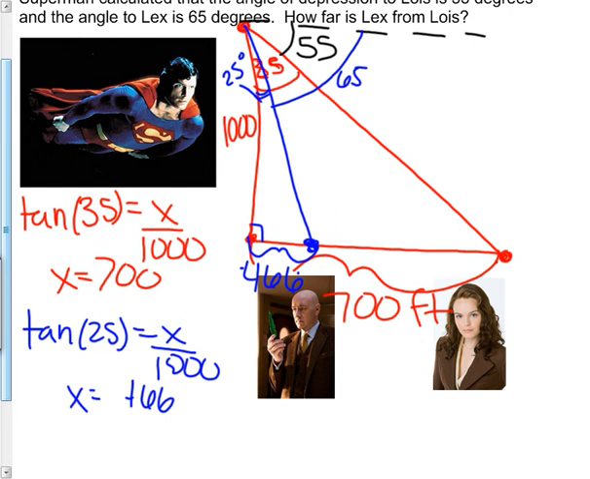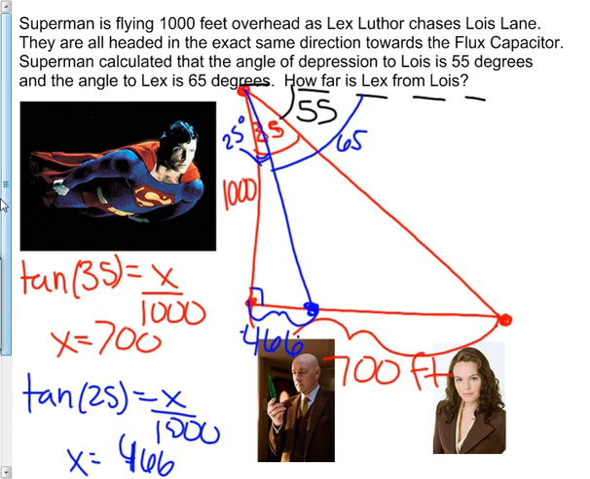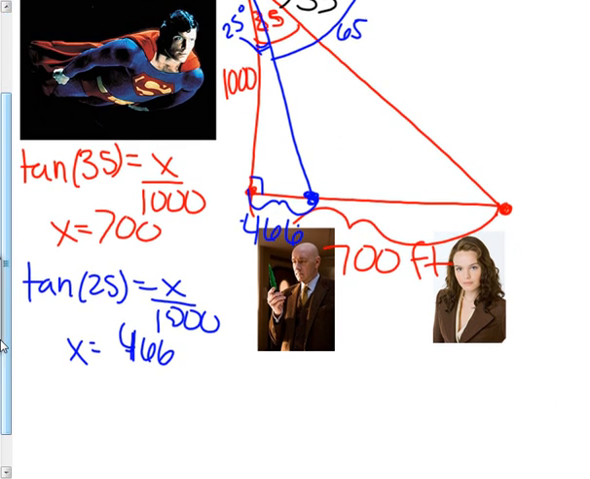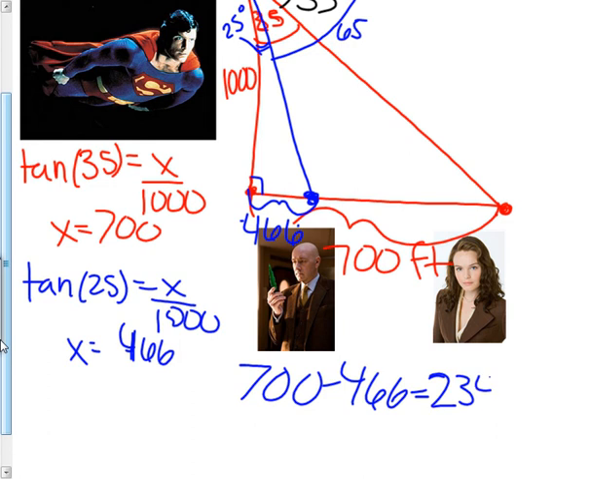So then the rest of the question, to answer it, says, how far is Lex from Lois? So this is Lois's and this is Lex's, so we want to take 700 minus 466. And that is 234, isn't it? Yeah. Not too bad. Not any new math. The only thing you might struggle with when doing these problems is actually setting it up and trying to figure out the setup of it.